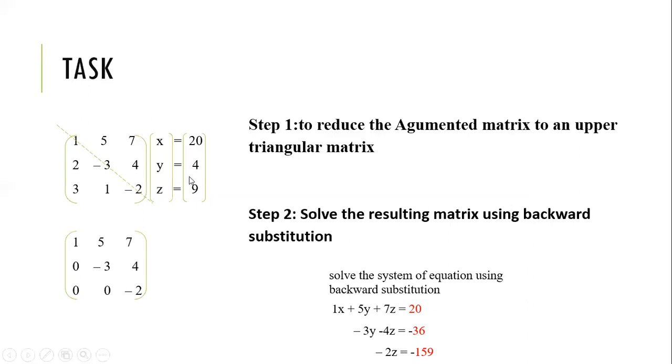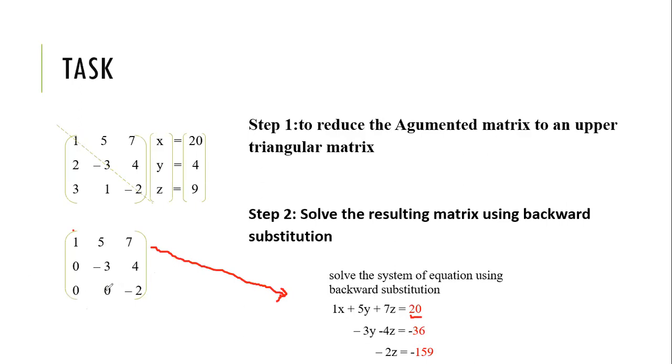After you've reduced everything to 0, the next step will be to solve the resulting matrix using backward substitution. How do you do that? You just rewrite the matrix in algebraic form. So this will look just like that. That will be x plus 5y plus 7z equals 20. These are not the actual values you get, just for demonstration. Then because this is 0, x is missing in the next equation, so we get negative 3y minus 4z equals negative 36.